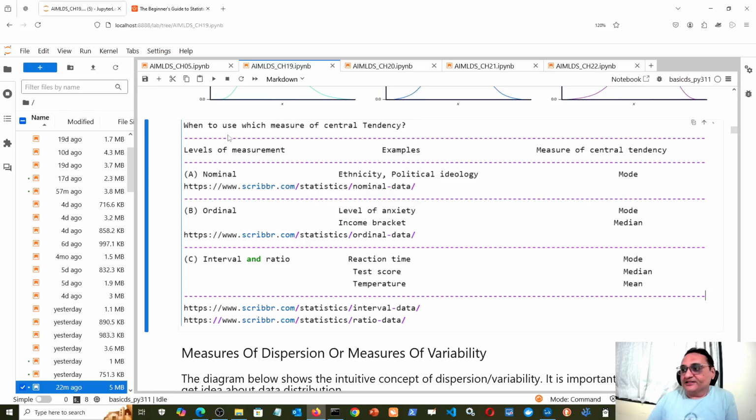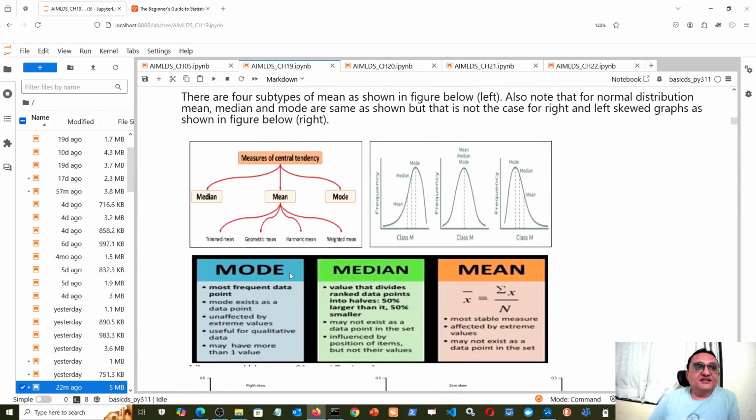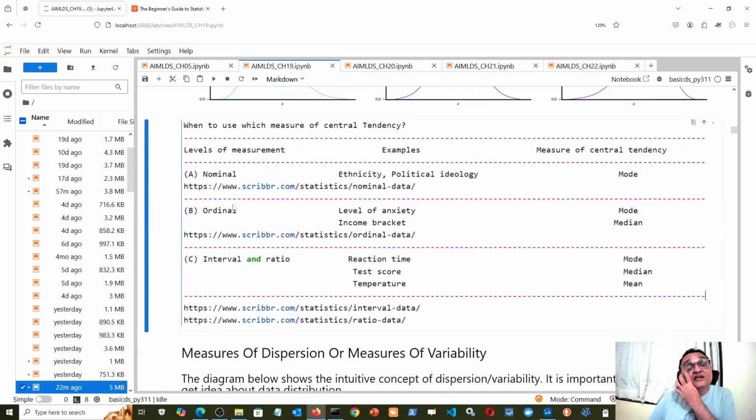Hello and welcome to the second lecture in the 19th chapter of our comprehensive course on AI, ML and DS. In the previous lecture we talked about measures of central tendency: mode, median and mean. Now we continue our discussion. The question is when to use which measure of central tendency.